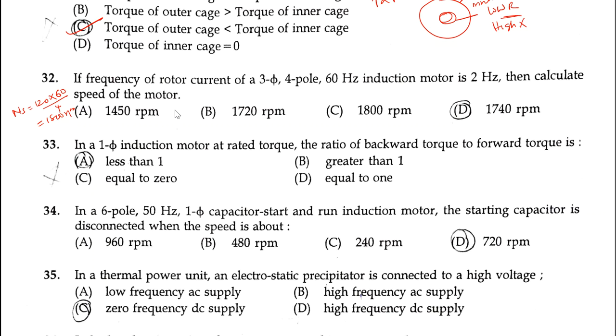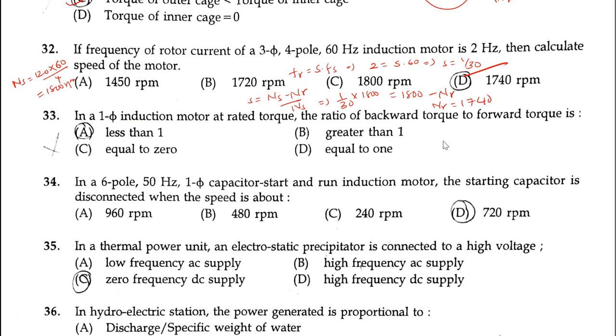Now the basic formula: FR is equal to S into FS. FR is the rotor frequency, 2. FS is 60 Hz. So S is equal to 1 by 30. Now substitute in the formula: slip is equal to (NS minus NR) by NS. S is 1 by 30 and NS is 1800, so 1 by 30 equals (1800 minus NR) by 1800. From this simplification, you can find NR as 1740 RPM.